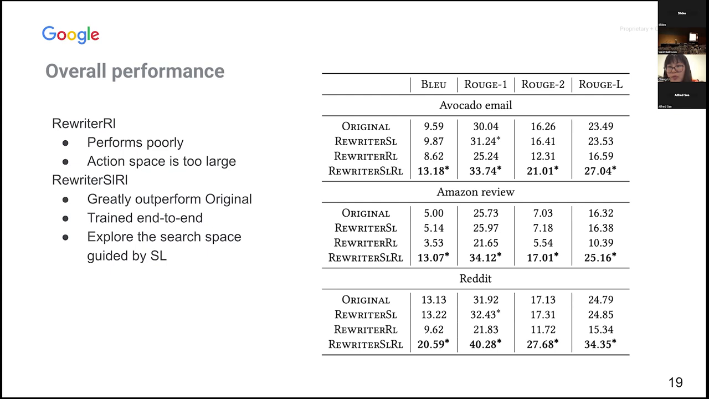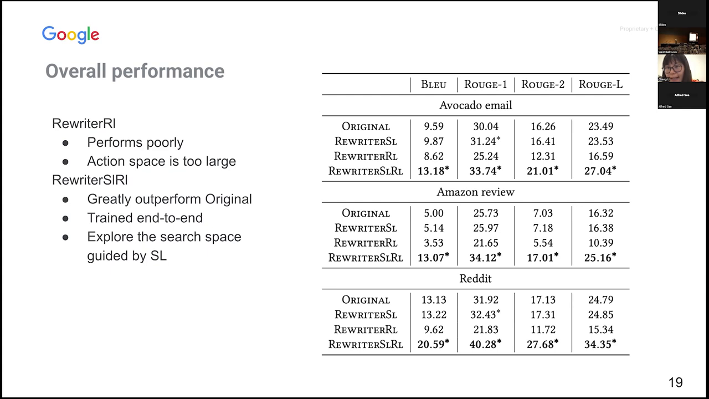Rewrite IL performs poorly. This is because the action space is too large if we do IL only. Rewrite SL IL greatly outperforms the original prompts. This is because it's trained end-to-end and it explores the search space guided by supervised learning.